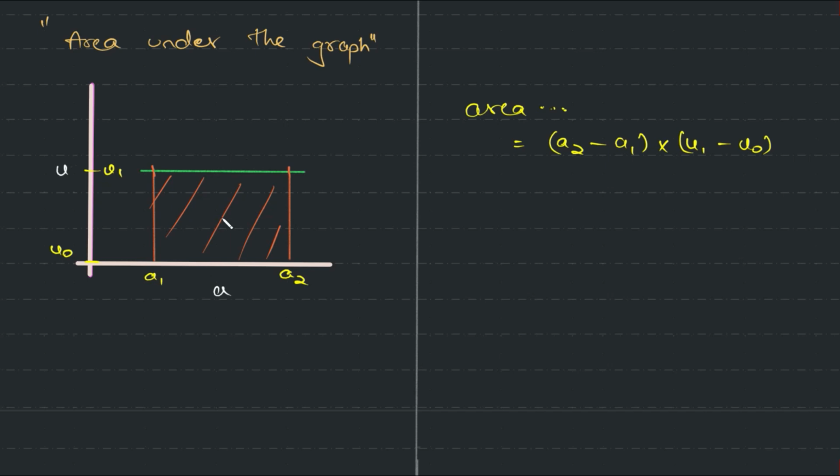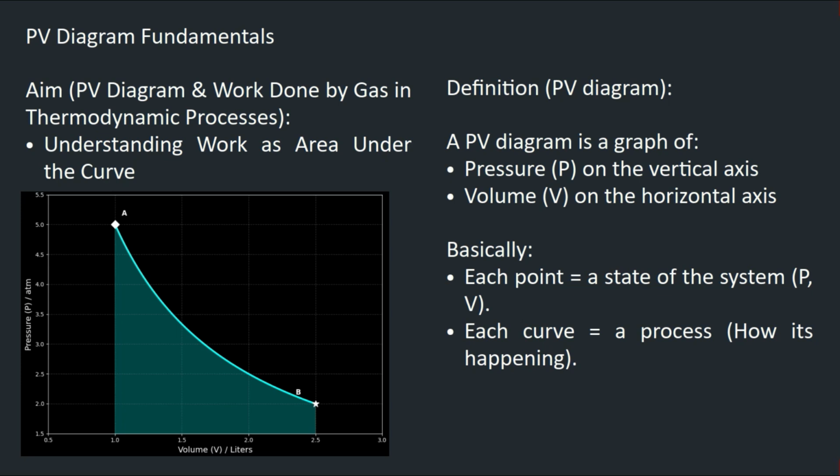Graphically, it looks like this. In terms of formula, it would look like this. Right? Do you guys agree? So with this understanding, we can start off with the PV diagram. So please see to it that you understand this and recall this. Then we have our PV diagram.